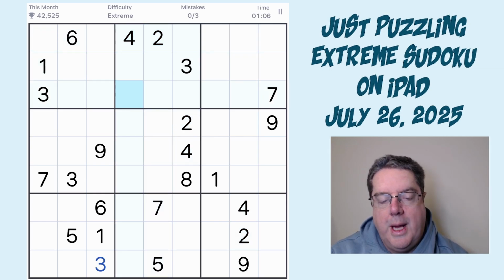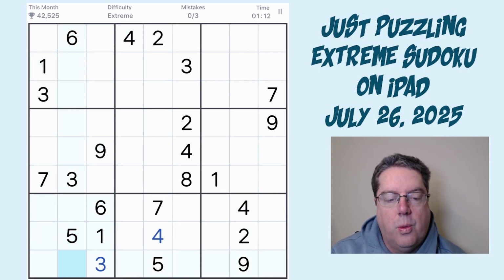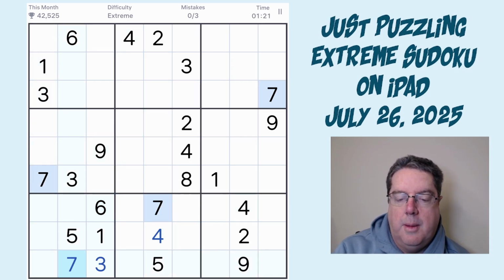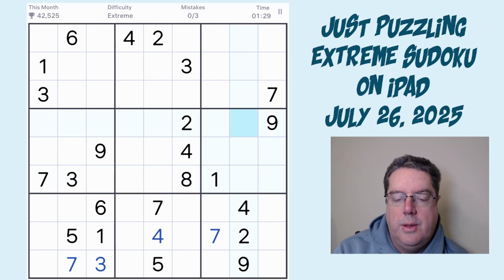Alright, so 4 comes down here, 4 comes down here, so that leaves that as a 4. That'll leave 4 comes across here, 4 comes across here, so that's a 4 there. 7 comes down here, 7 comes across here, so that's a 7. 7 comes down here, 7 comes across here, 7 comes across here, so that's a 7 there. Alright, so 7's going to be one of these two.